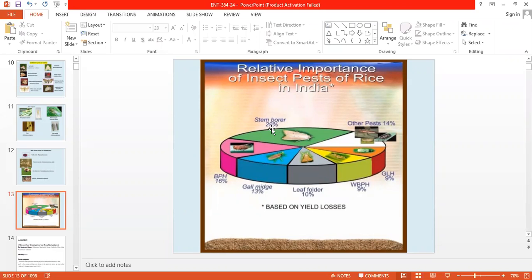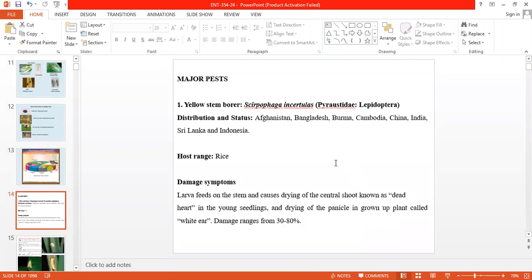In that, stem borer is the first or major pest, then brown planthopper, gallmidge, leaf folder, white-backed planthopper, and green leafhopper. First, the yellow stem borer, Scirpophaga incertulas, family Pyralidae, order Lepidoptera. This pest is mainly distributed in Afghanistan, Bangladesh, Burma that is Myanmar, Cambodia, China, India, Sri Lanka, and Indonesia. Host range: only one host, that is paddy.